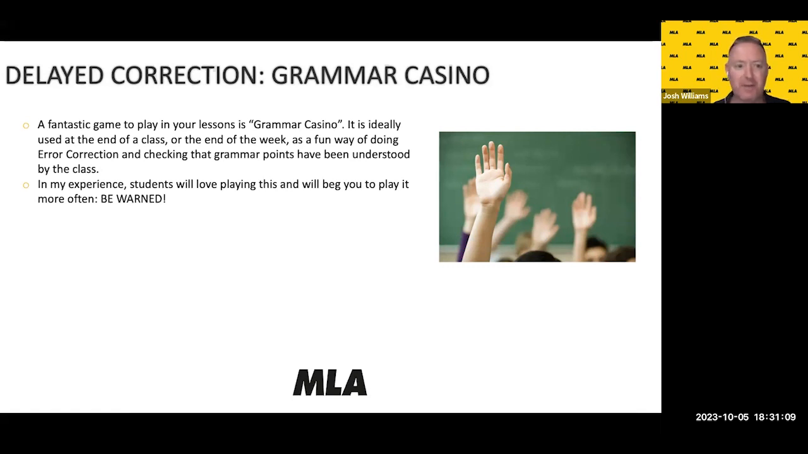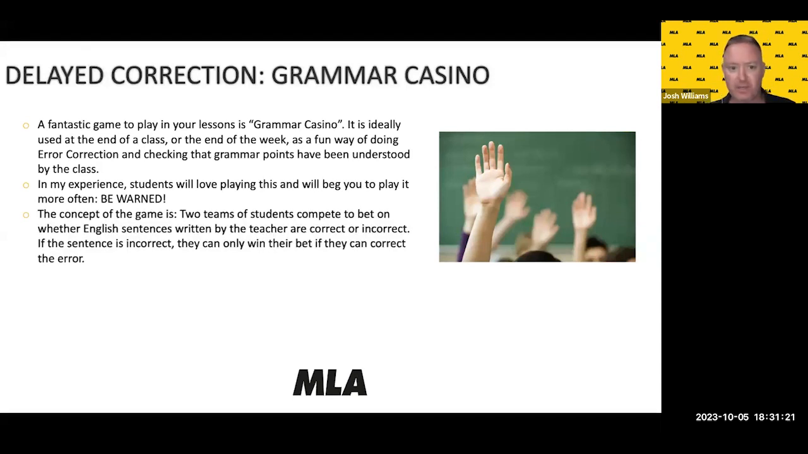It's a really fun way of doing this sort of delayed correction, and you can make a note during the week, during the class, during the course about the errors that the students have been making, and you can come up with some examples. It's usually best to have a few examples already written down, because it can be a little bit difficult to do it at the moment, if you've done 3 or 4.